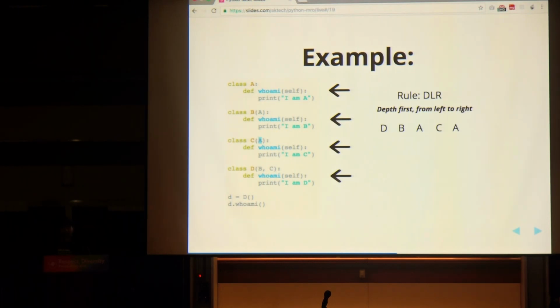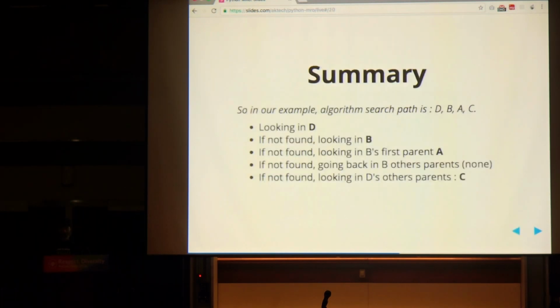You can see that it is repeating here: A is coming twice. That doesn't make sense, because when it has already looked in A and has not found it in A, if it goes to A again, it will not find it. So there's no point in writing that. We'll simply remove the duplicates from the end, and the order of MRO is D, B, A, C.